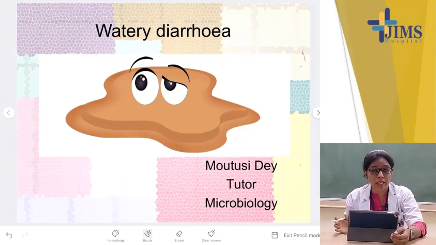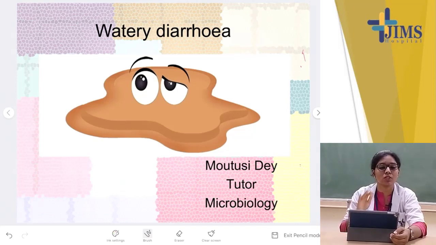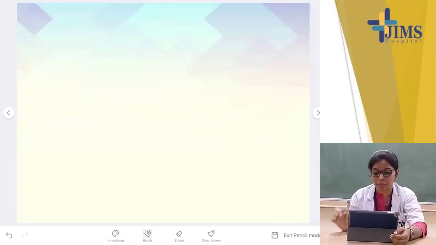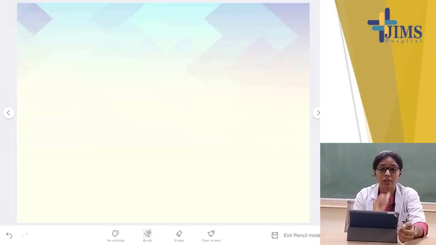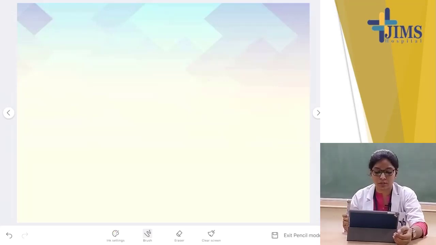It is somewhat the same, but the difference lies in the fact that unless and until a complication turns up, there is no involvement of blood and mucus here. So it's just loose stool, rather watery diarrhea. So first, let's begin with the definition of what diarrhea is. Talking about it, there are certain terminology you must mention.